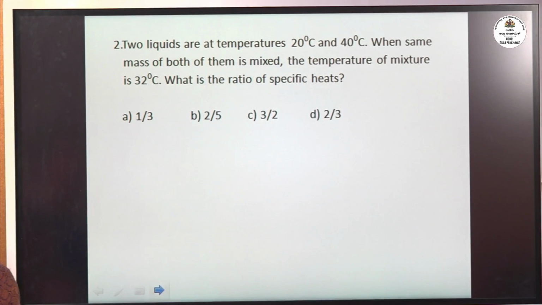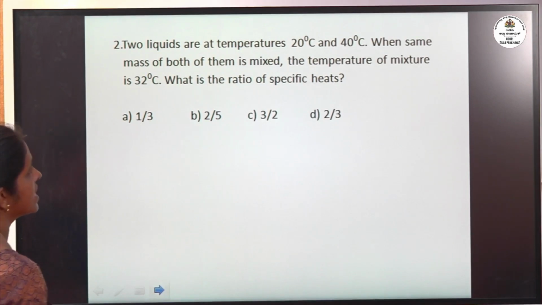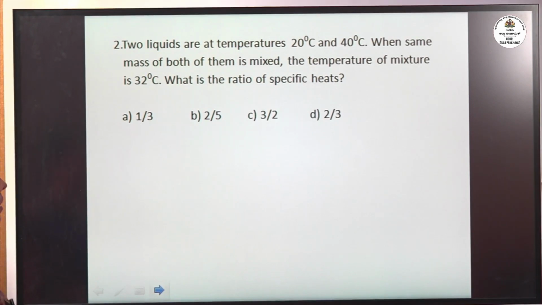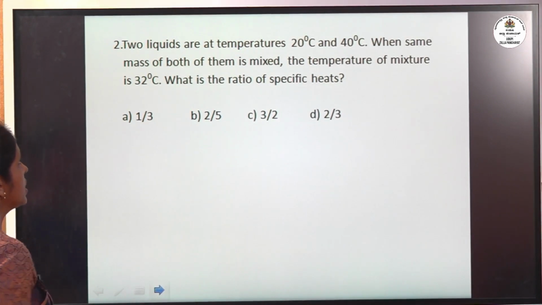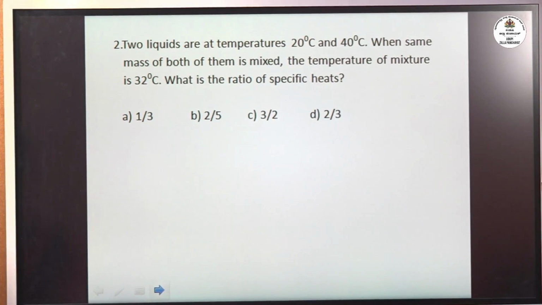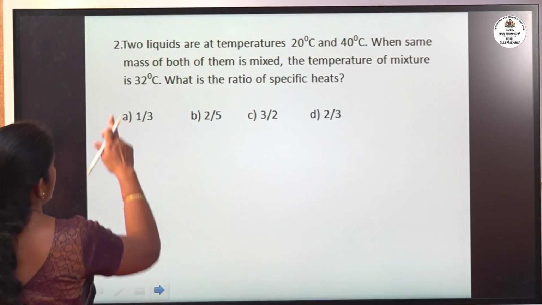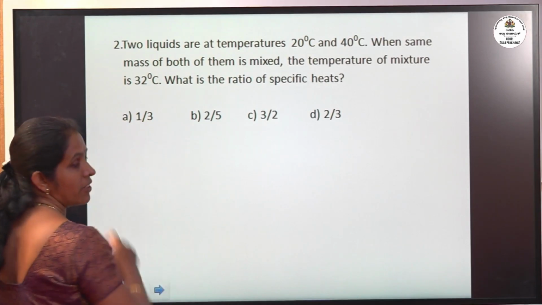Two liquids at temperatures 20 degrees Celsius and 40 degrees Celsius. When the same mass of both of them is mixed, temperature of the mixture is 32 degrees Celsius. What is the ratio of specific heats? Here again, this question is similar to previous question.